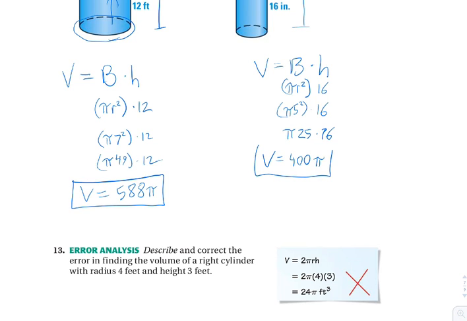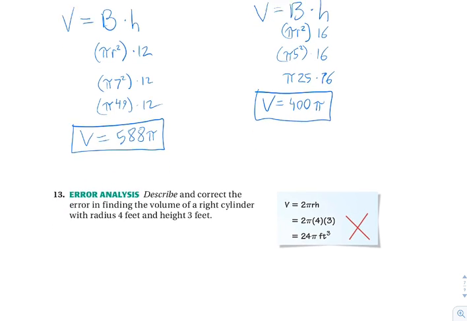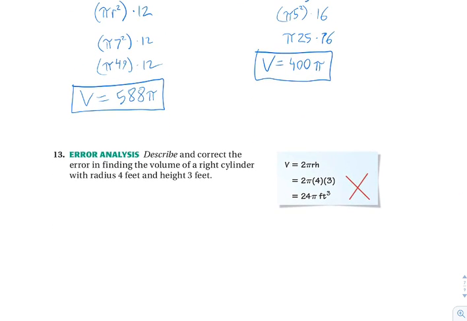And again, I like exact answers, okay? So let's look at another one here. This says, describe and correct the error and find the volume of a right cylinder. A right cylinder would be a cylinder standing upright. It says the radius is 4. It says the height is 3. So I know volume would be base times height, or pi r squared times the height, so pi times 4 squared times 3. Let's see what they did.